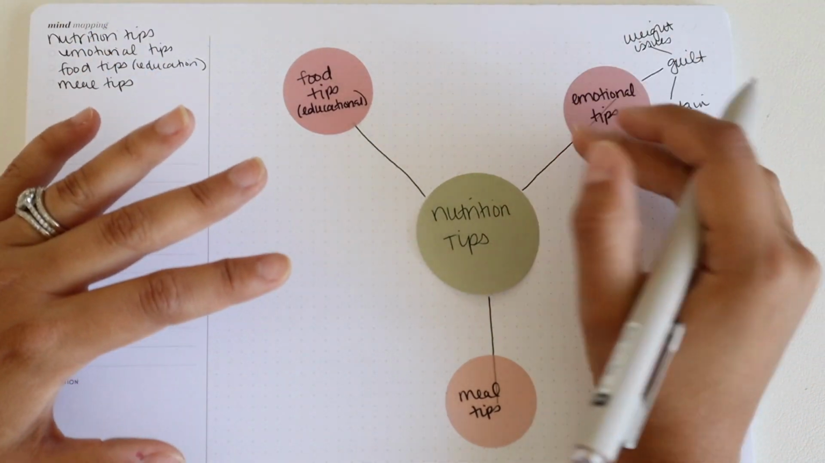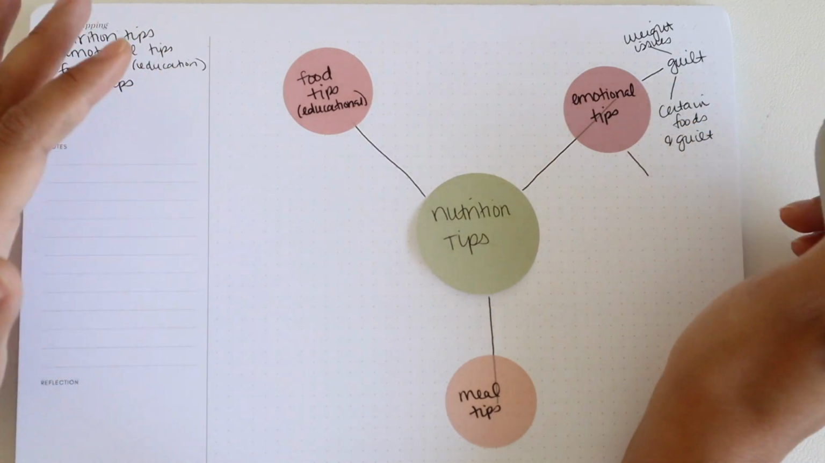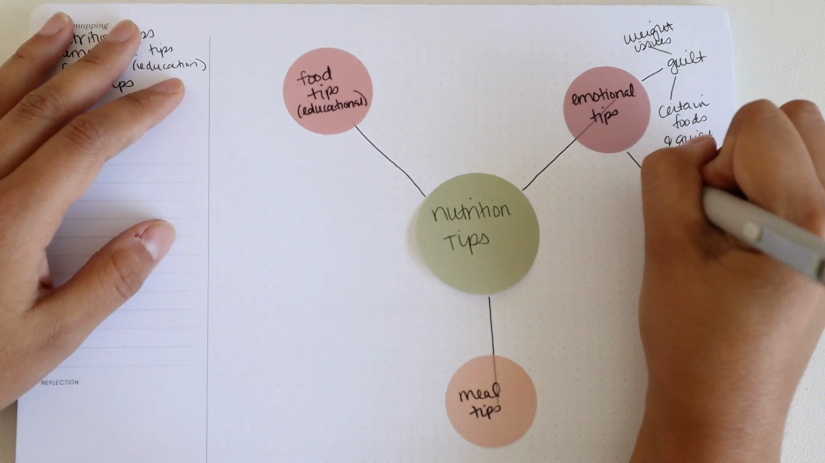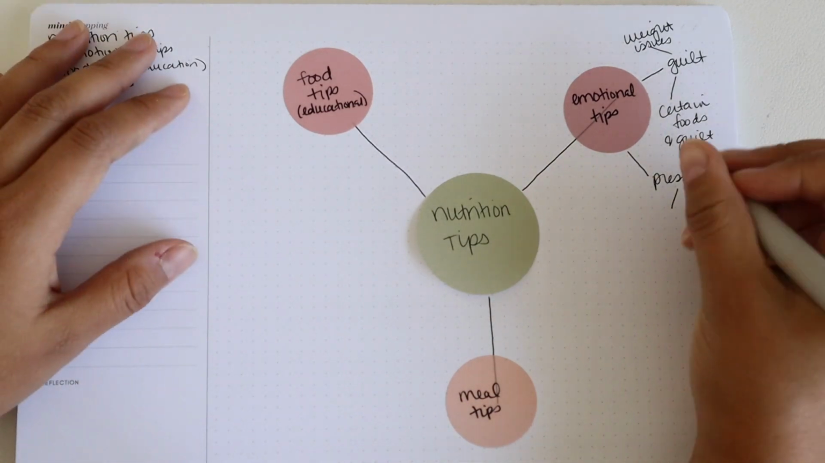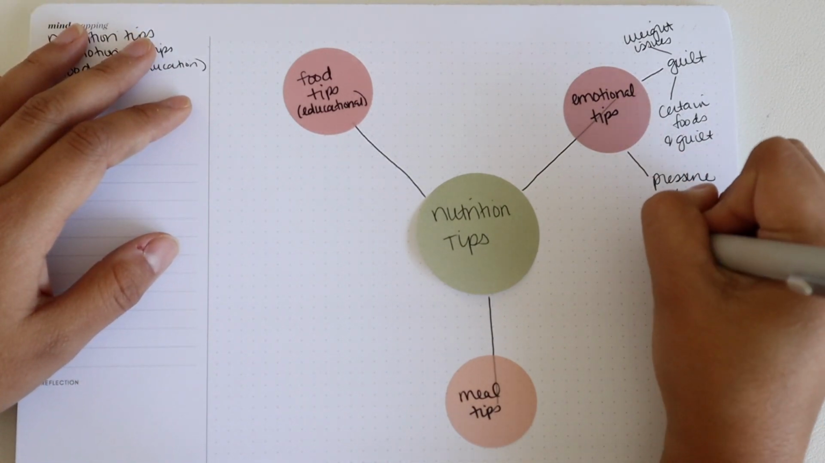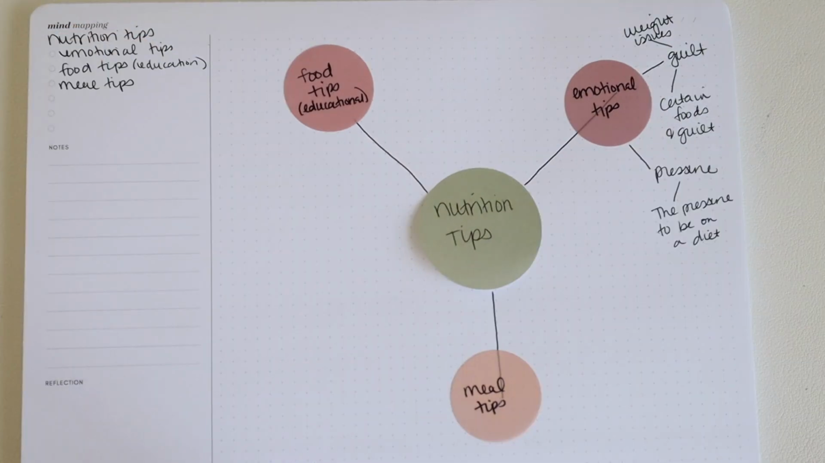Now, working off emotions again and giving emotional tips, maybe under emotional tips, people may feel like pressure. So we can talk here about pressure, and we can build off of that and say maybe like the pressure to be on a diet. Maybe we're debunking that for our audience.